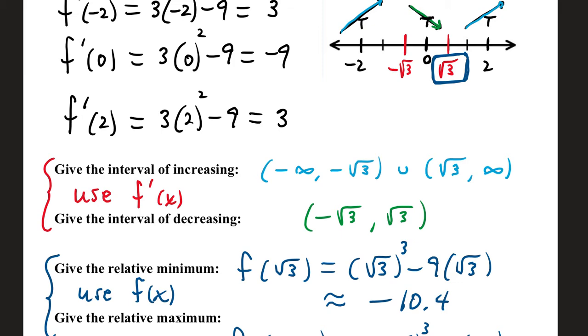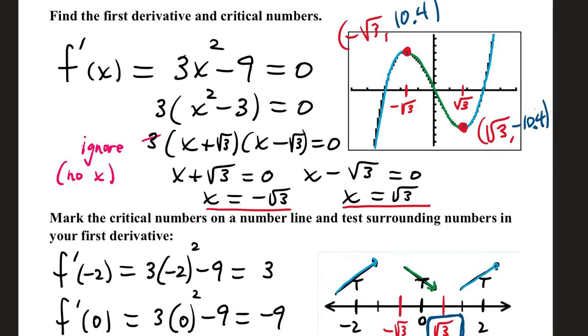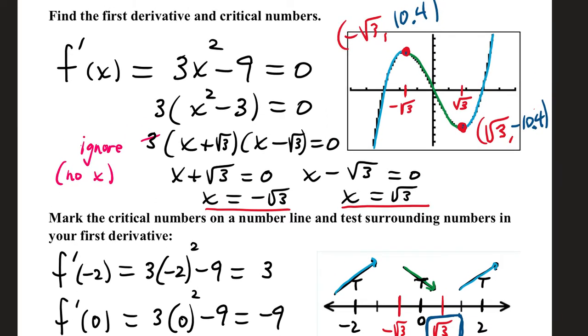Relative minimum and relative maximum. Let's go back to the graph at the top of your screen. A relative maximum is any little hilltop. A relative minimum is any little valley floor. It doesn't mean it's the absolute greatest or smallest point, but it's just relative to a portion of the graph, it is the max and the min.